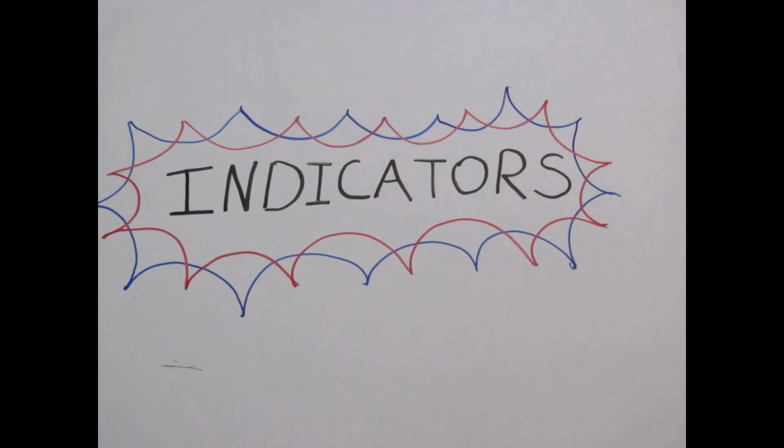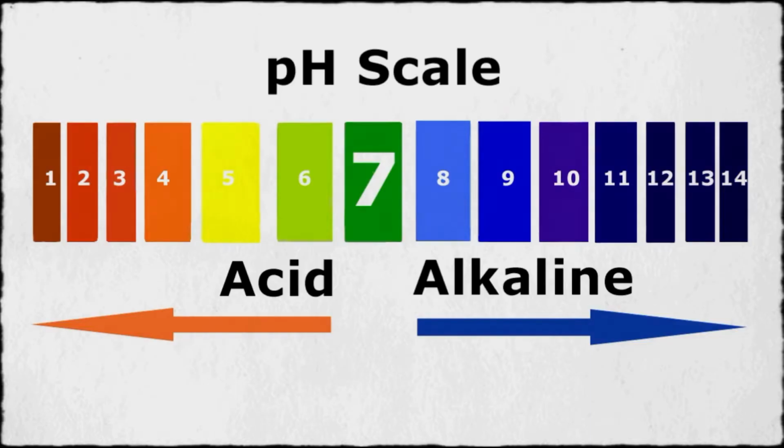We can use indicators to identify acids and bases of different pH levels. We've met the pH scale before back in school. 1 to 6 gives us an acid, 8 to 14 gives us an alkali. 7 is nice and neutral water. So what kind of indicators are there?